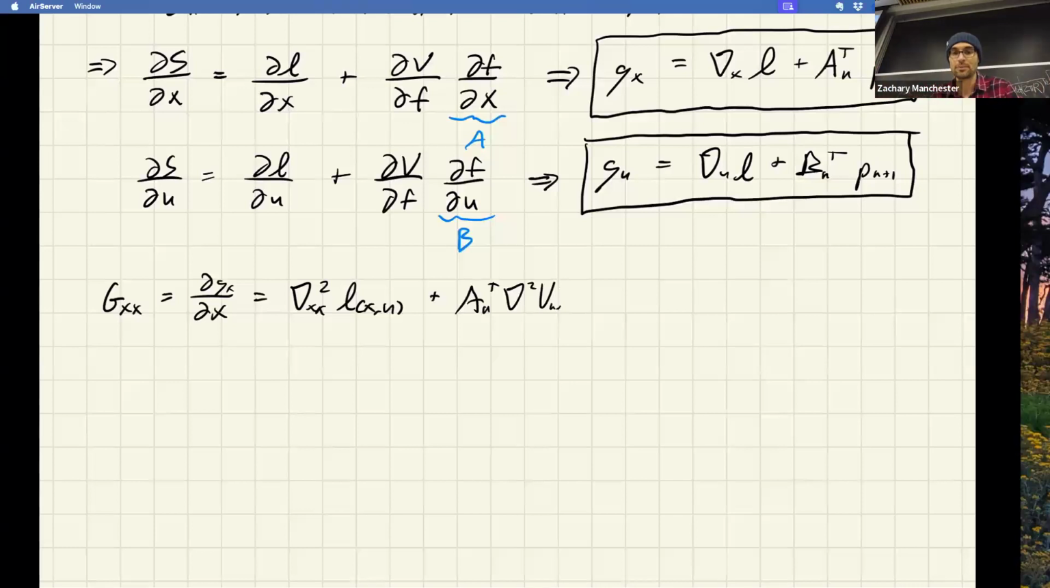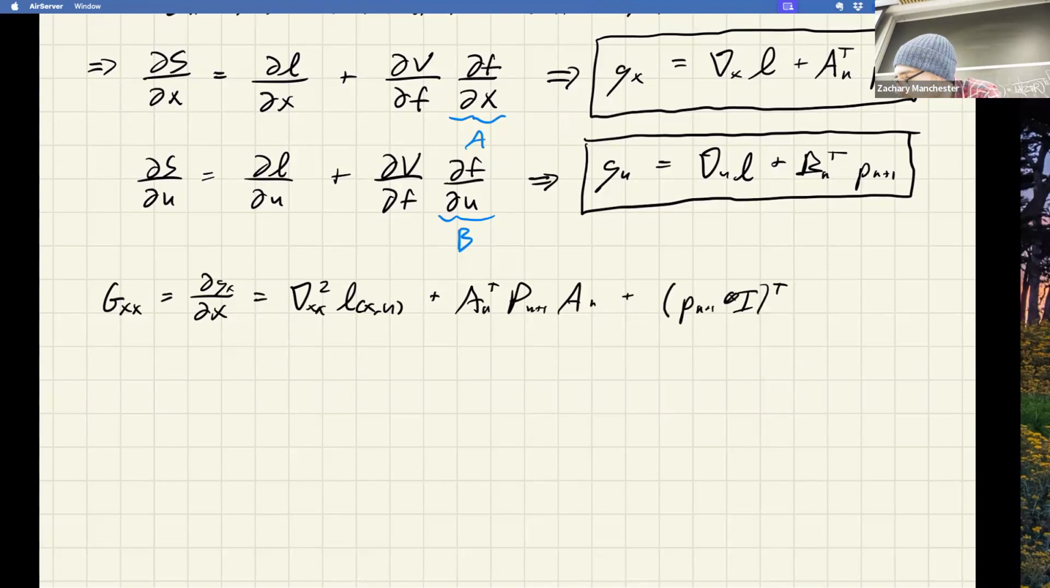It's just doing a chain rule. I'm going to write down the other two. So this is the derivative of the u gradient with respect to u again. So this is the Hessian with respect to u of L. And then this is B transpose P B. And this is a very similar looking tensor thing.